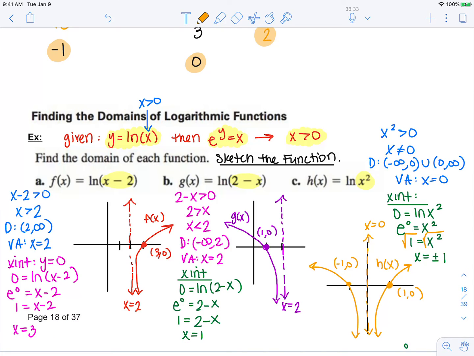So if you have a function and I ask you just to sketch it quickly, find the domain, find the vertical asymptote, and find the x-intercept by setting y equal to 0. And you can make a quick sketch of any log function of any base.